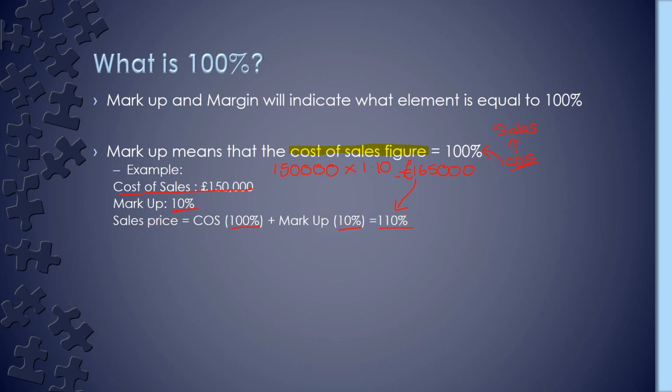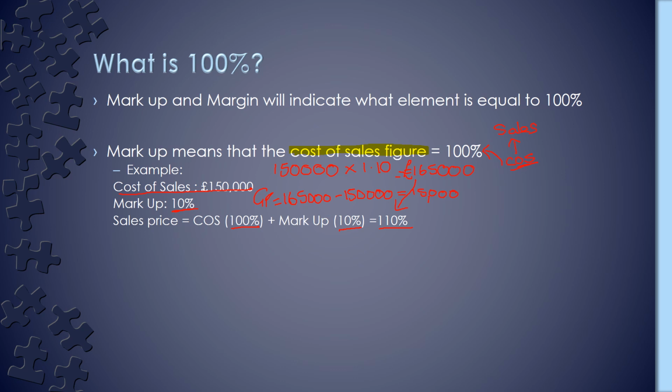So now let's prove that by working it backwards. If we now work out what the gross profit is, if we know that 150,000 is our cost of sales and we know that our total sales is 165,000, then our gross profit is going to be 165,000 minus 150,000, and that equals 15,000.